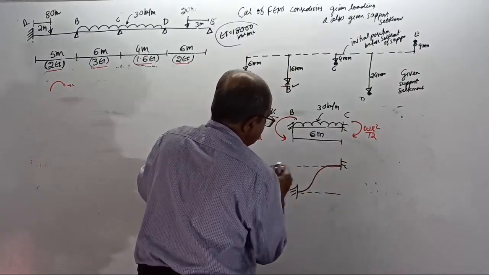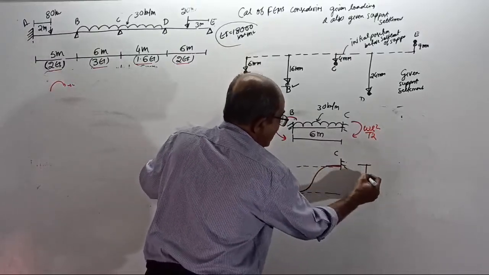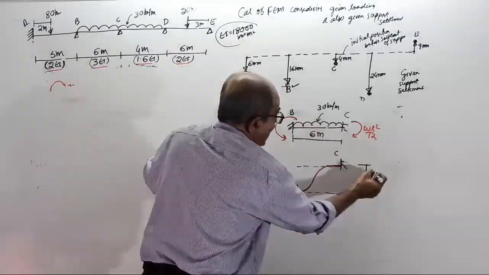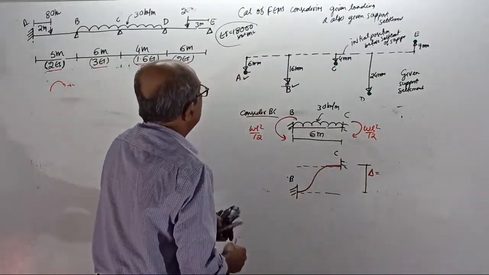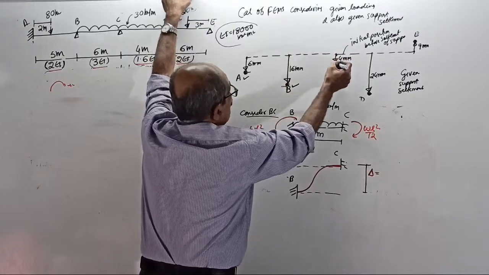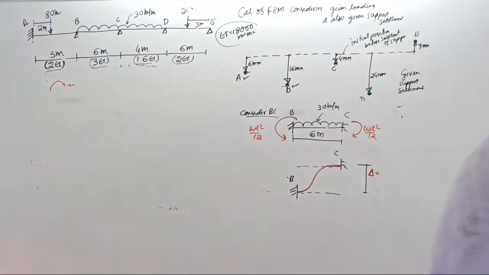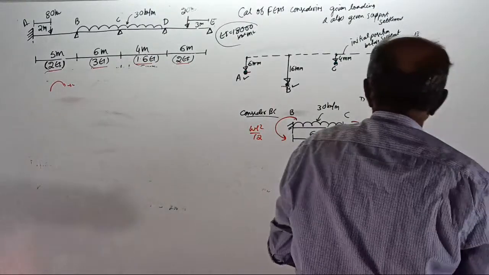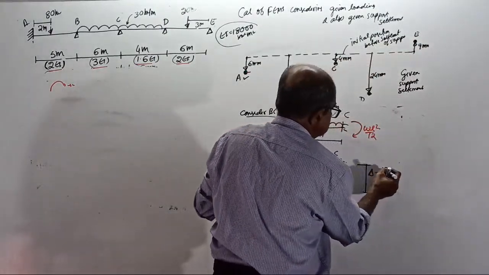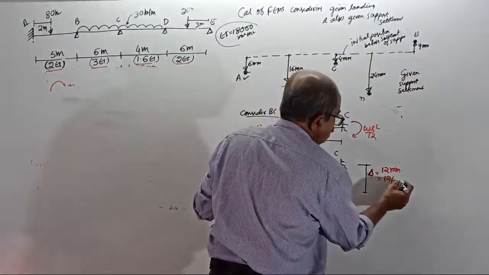Okay, side break. This is B and C. And somewhere here, tell correctly what is delta equal to. This comes down by 16, comes down by 4. Tell me delta equal to. Delta equal to 12 millimeter, or 12 by 1000 meter.